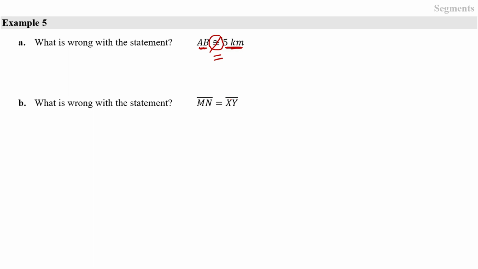And for letter B, it's kind of the same thing. What is wrong with the statement? Okay, equal should be numbers. Okay? Segment MN is not a number, and segment XY is not a number. These are shapes, and when we're dealing with shapes, if they both have the same distance, we would say these are congruent. Okay? Because equals, once again, is for numbers, and congruence is for shapes.